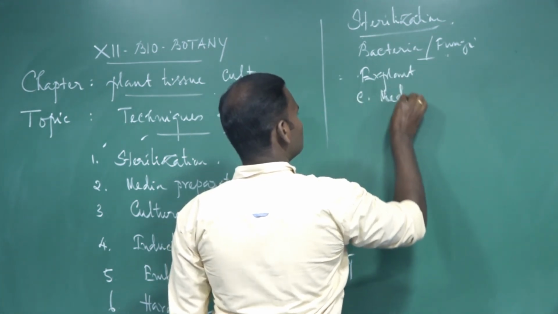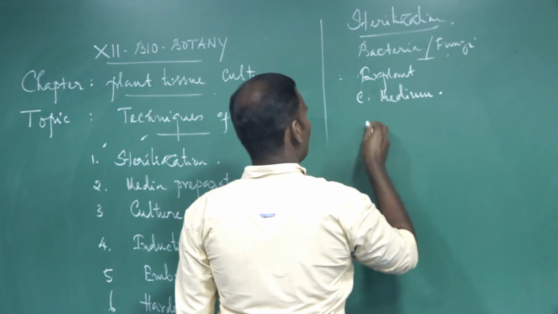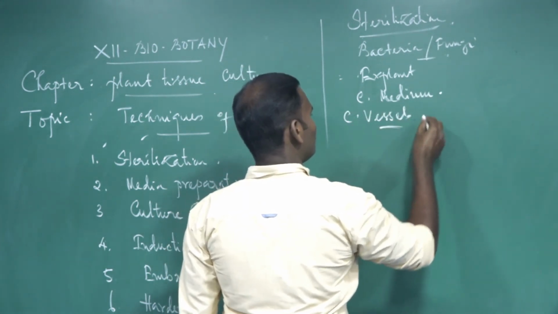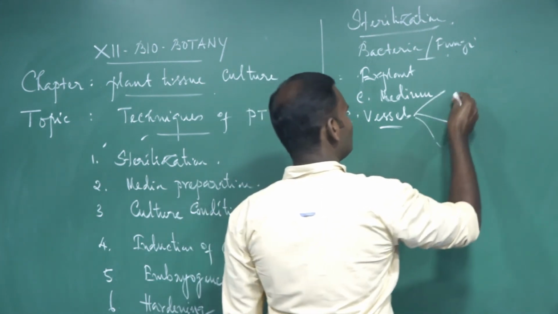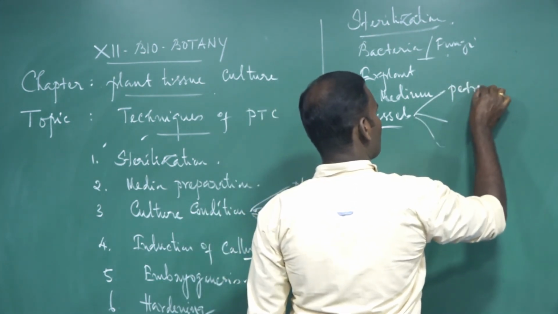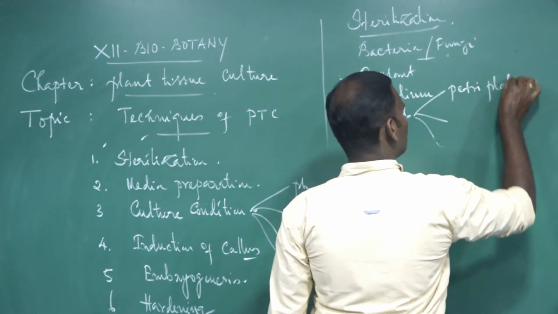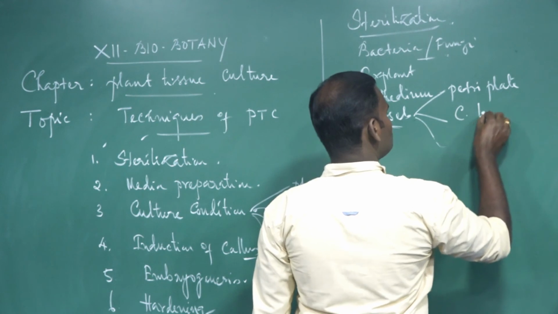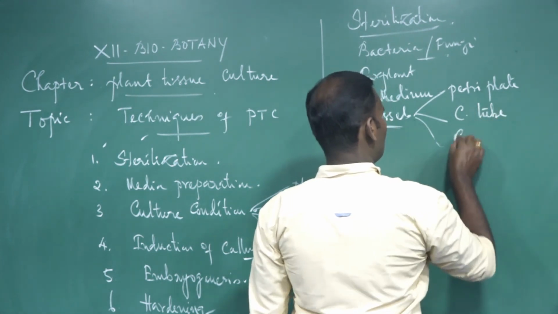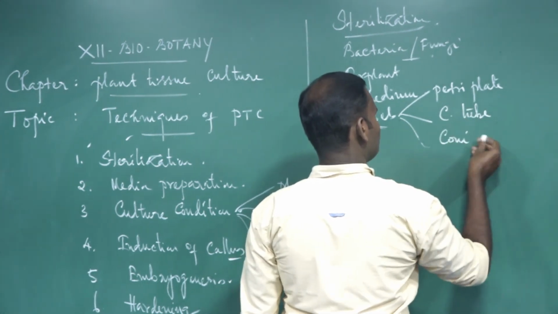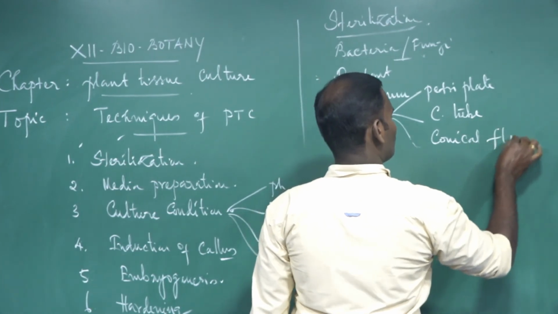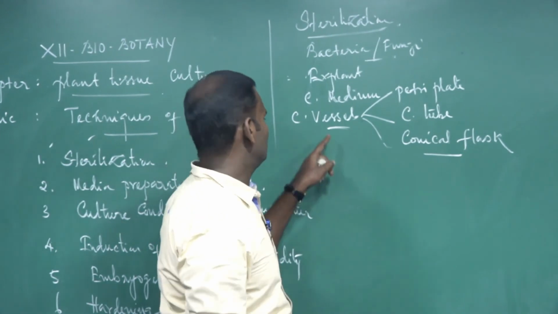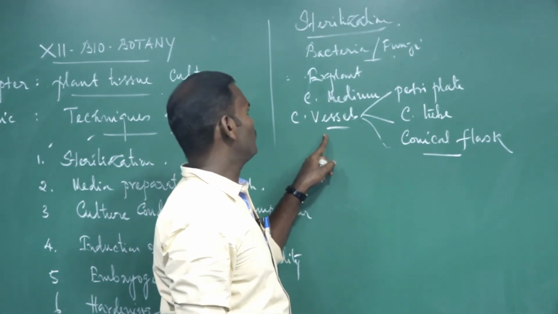the culture medium, then vessels, I mean culture vessels. What are the culture vessels that are used? For example, Petri plate, also called Petri dish, then culture tube or conical flask. So these are the culture vessels which are used in plant tissue culture.